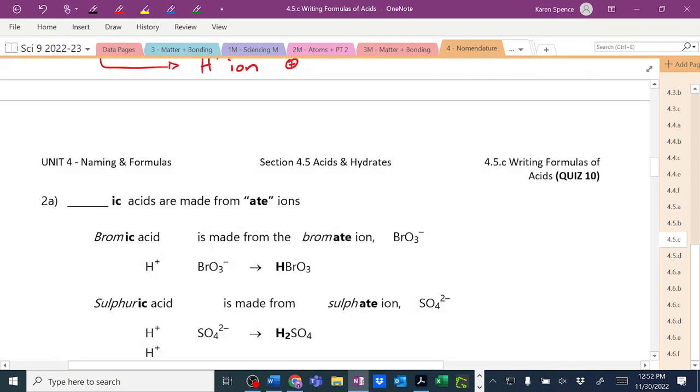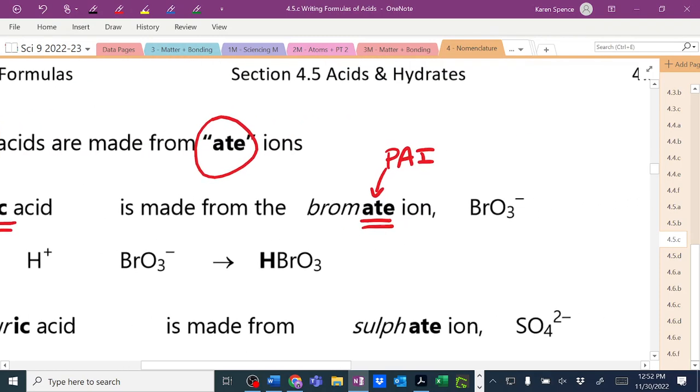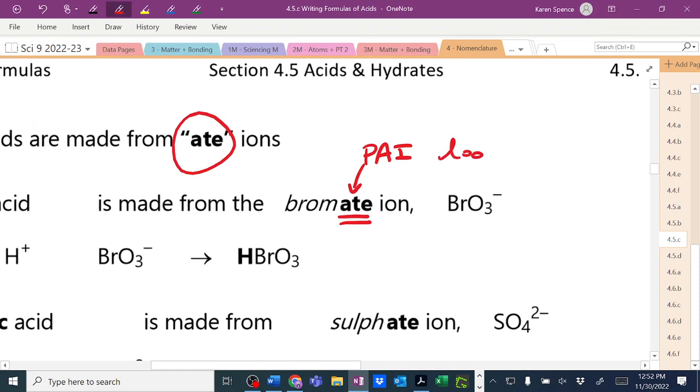All right. We still remember that ick, I ate something icky. So if you have bromic acid, there's no hydro at the front. So that means it's made from bromate. And when you have an ate ion, that means it's a polyatomic ion, and you look it up on your chart. And bromate is BrO3 minus.